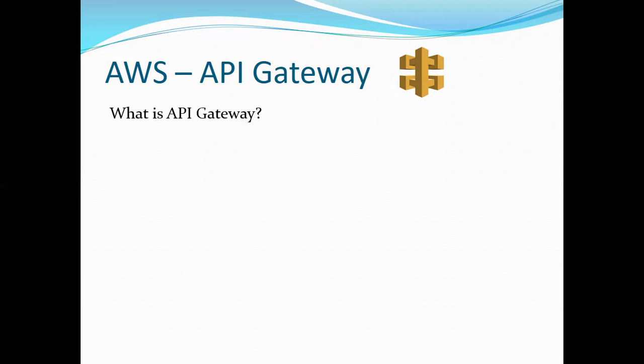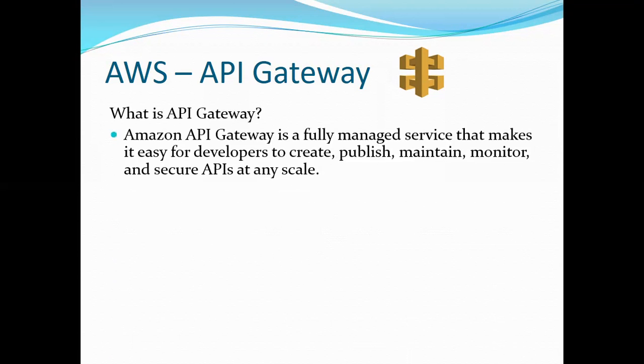What is an API Gateway? Amazon API Gateway is a fully managed service that makes it easy for developers to create, publish, maintain, monitor, and secure APIs at any scale. So API Gateway can be secured, maintained, and monitored at any scale of load. Okay, so the service is fully managed. It is ready to use for developers.